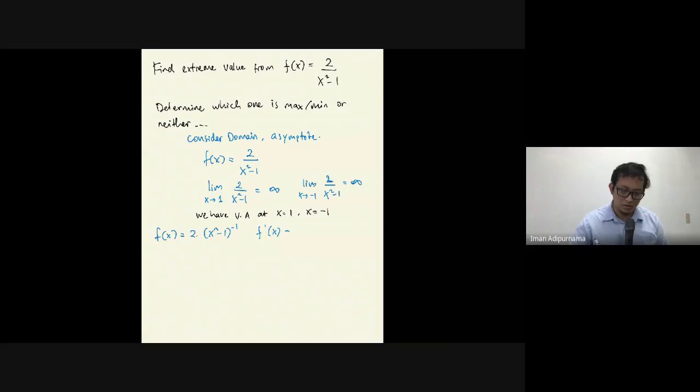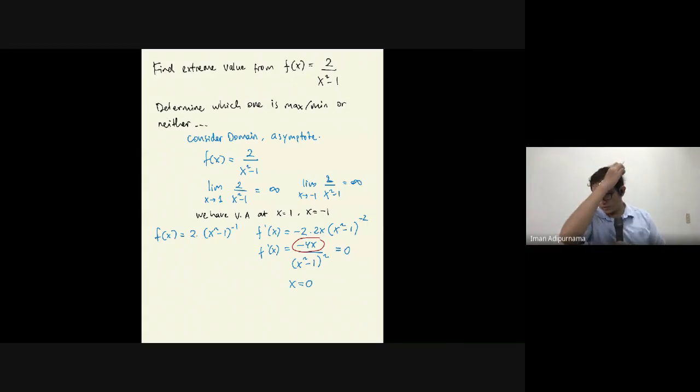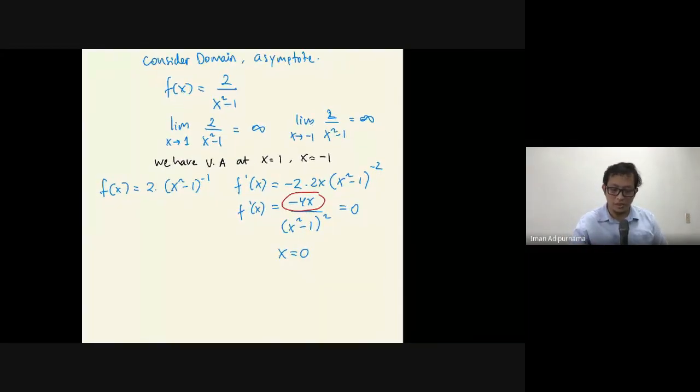So f prime will be -2, 2x, and then x squared minus 1. Or we can write this as -4x over x squared minus 1. Okay, and this is f prime. When f prime is 0, then the only thing that you can think now is this -4x, right? So x should be 0. That's the one x that we can find from the f prime.